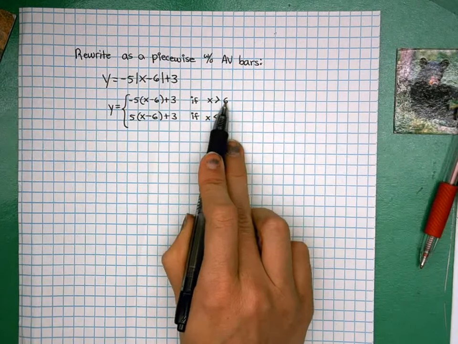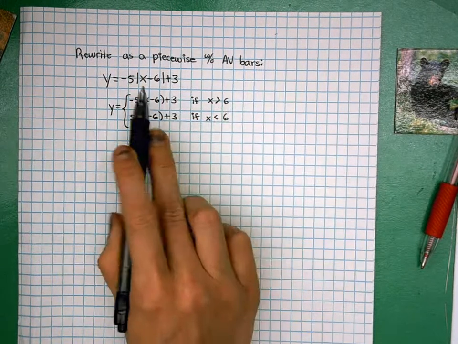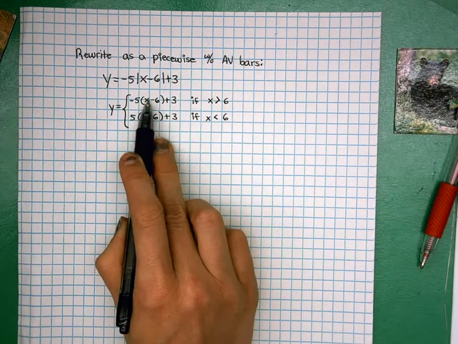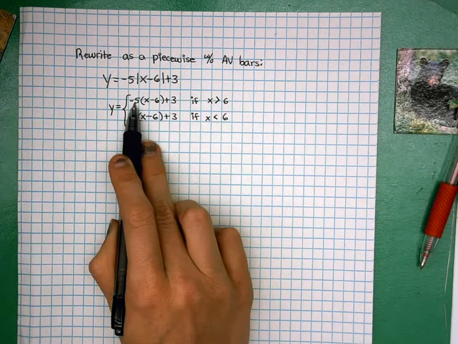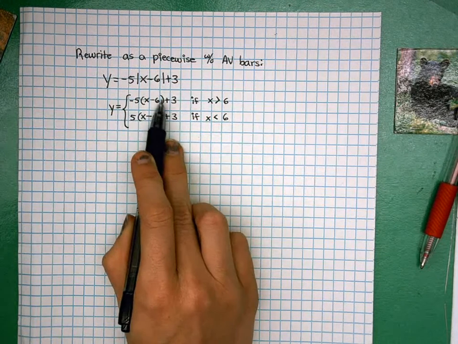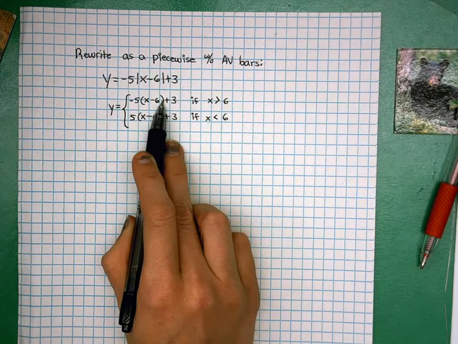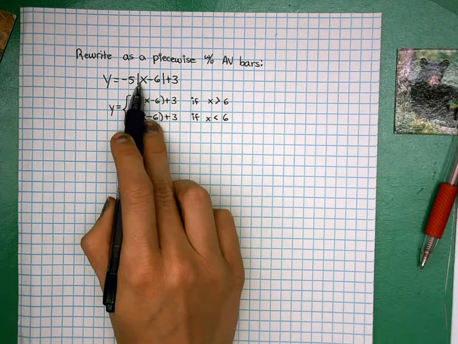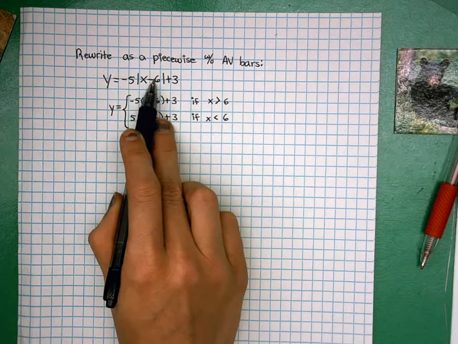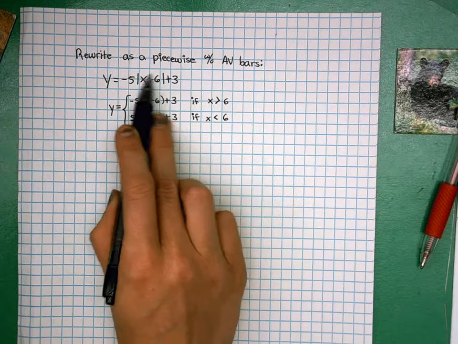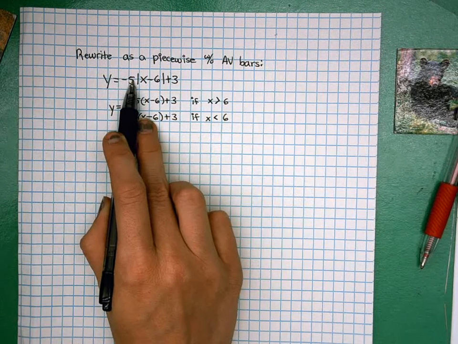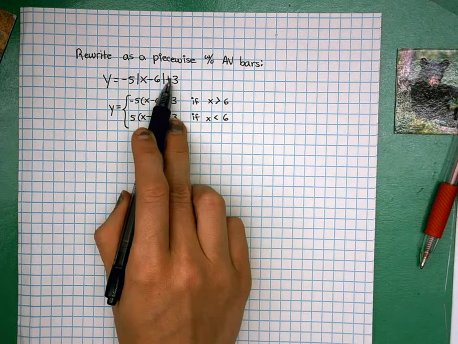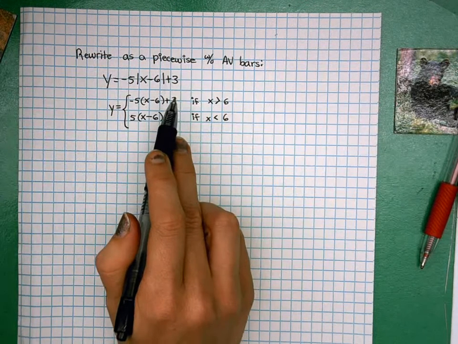If I plug 7 in, we get 7 minus 6, which is 1, times negative 5, which is negative 5, plus 3, which is negative 2. Now if I plug 7 in up here, 7 minus 6 is 1, absolute value of 1 is 1, times negative 5 is negative 5, plus 3 is negative 2. And so I know I have that one faced correctly.